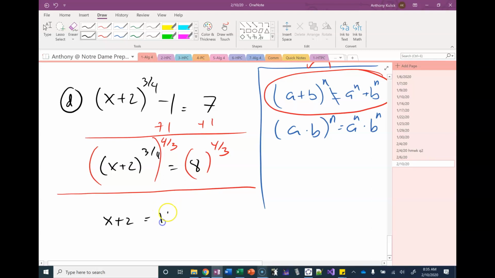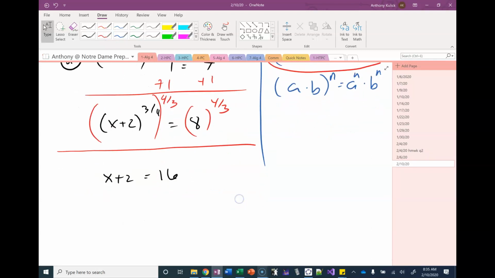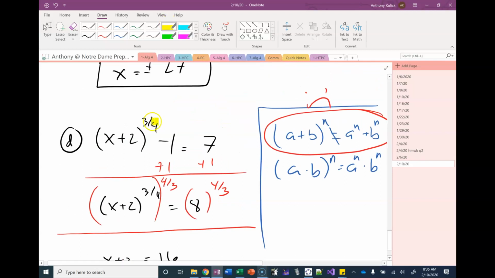And 8 to the 4/3 is 16. Who's impressed that I did that in my head? You don't have to be. It's not that impressive. And then obviously the easy last step is just subtracting 2. Should I check this? Yes. Why should I check this? Since the original problem was an even root, the denominator is an even number, I can get an extraneous solution here, so I should check this.